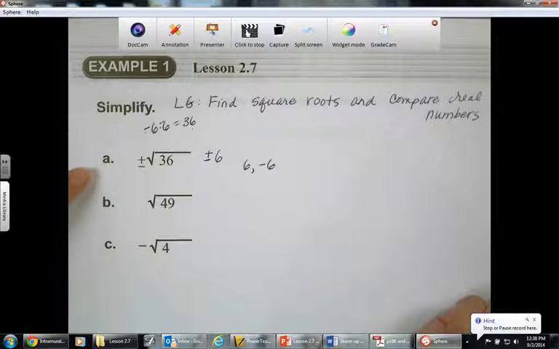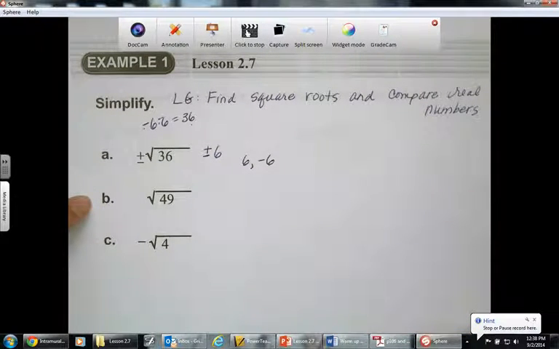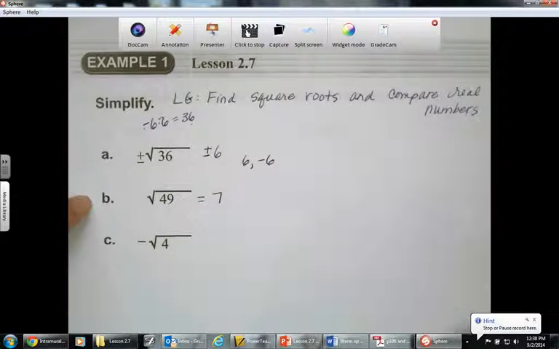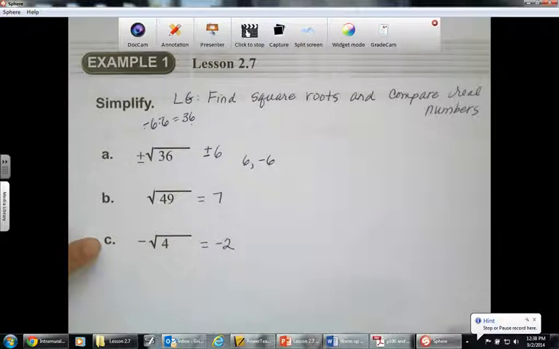If you come across them like this, the square root of 49, the only answer here is 7. That's it. They're not wanting the negative square root. They're only wanting the positive one. And then if they do it like this, they're only wanting the negative square root. And so then that's your answer.